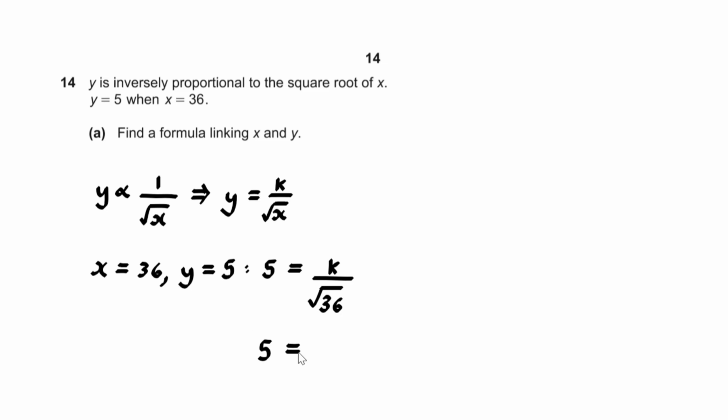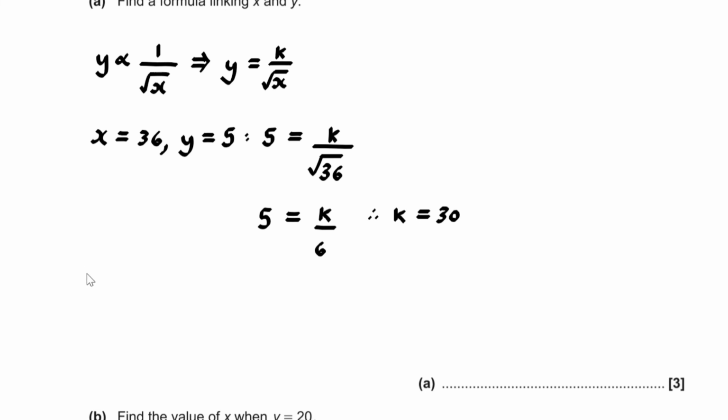5 is equal to k divided by 6, from which we can conclude k is equal to 30. 5 times by 6 is 30. And knowing what k is, we can therefore conclude y is equal to 30 divided by the square root of x.